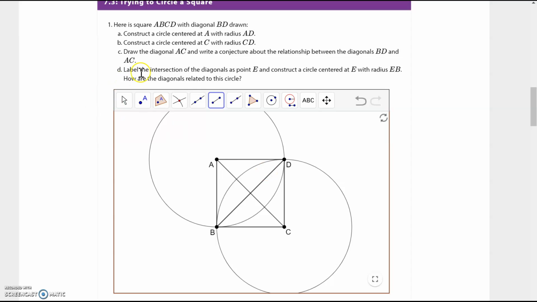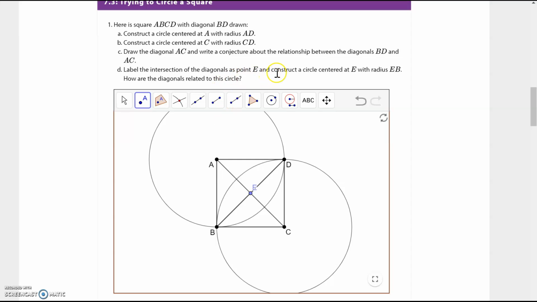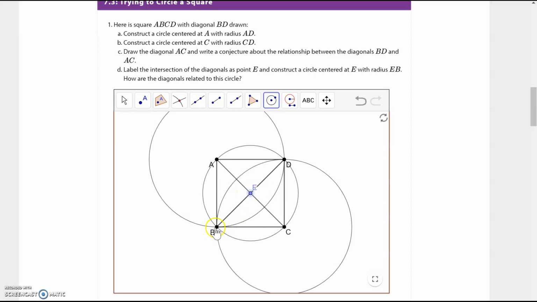Now, moving on to part D, we want to label the intersection of the diagonals as point E. Construct a circle centered at E with radius EB. And notice I've drawn a circle that circumscribes this square. Circumscribes means that the circle goes around and every point that is a vertex of the square is on the circle.